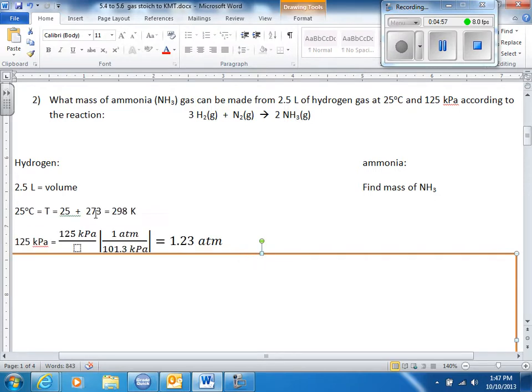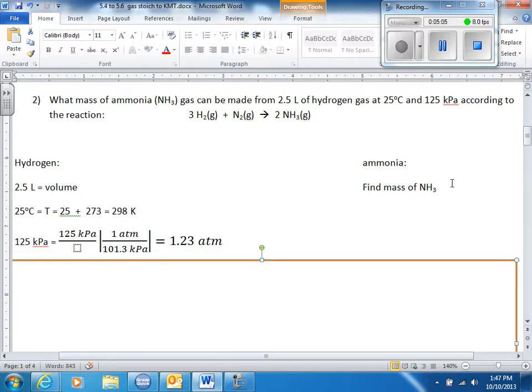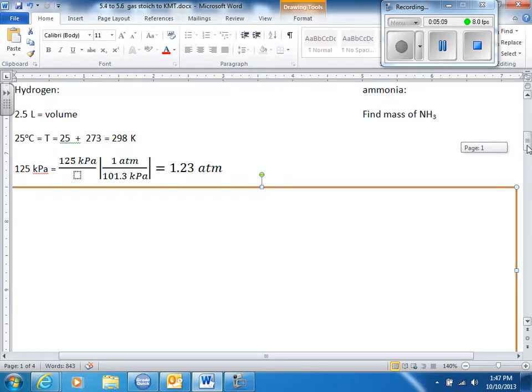We've got our temperature. We always have to convert to Kelvin. We've got our pressure right there. Always convert to atmospheres because the value for R in the ideal gas law has atmospheres in it. So now I've got a volume, a temperature, a pressure.